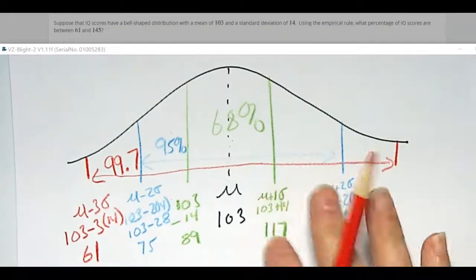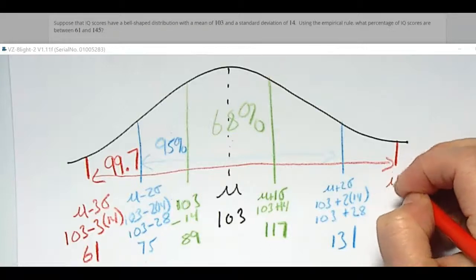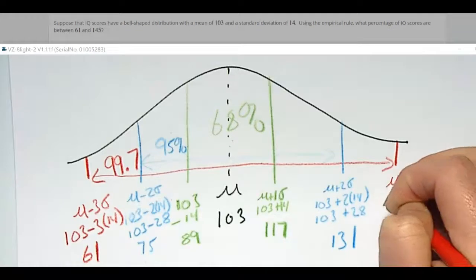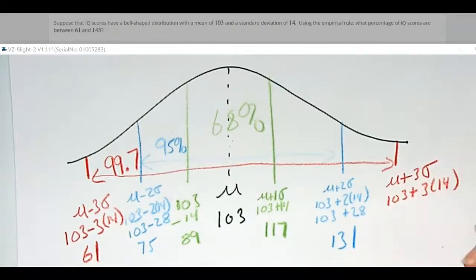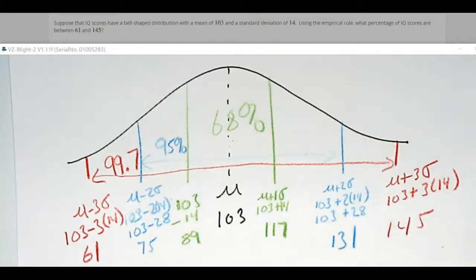Okay, now it's better. Okay, and let's make sure that this gives us the other one. This is mu plus 3 standard deviations, which is 103 plus 3 times 14, but rather than doing 3 times 14, we're just going to add it to here. So 131, 141, 145. Let's check and see if that's what it was. It was between 61 and 145.